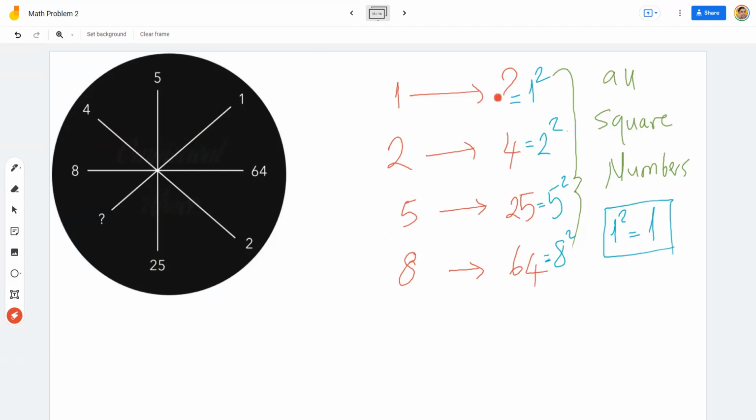Sometimes it may help to write all these pairs in an orderly manner, so you can see the pattern better. So opposite 2, 4, opposite 5, 25, opposite 8, 64. And if you look carefully, the 4 is 2 squared, 25 is 5 squared, and 64 is 8 squared. So it means 1 will be 1 squared, which is equal to 1.